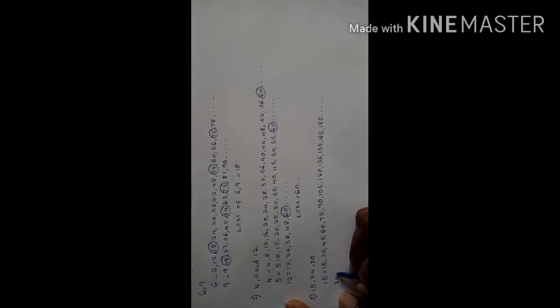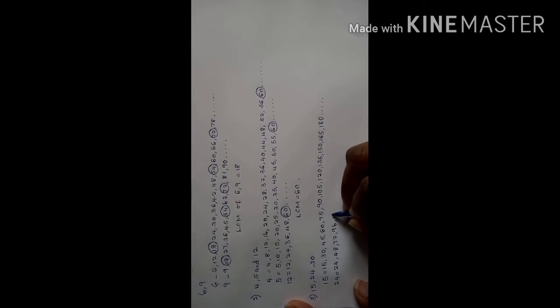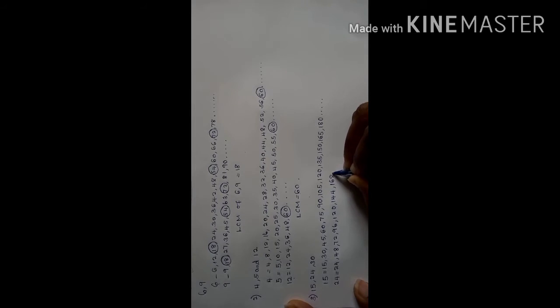We go to our next number, 24. We list the multiples of 24: 24, 48, 72, 96, 120, 144, 168, 192, that's quite a big number, and you continue.